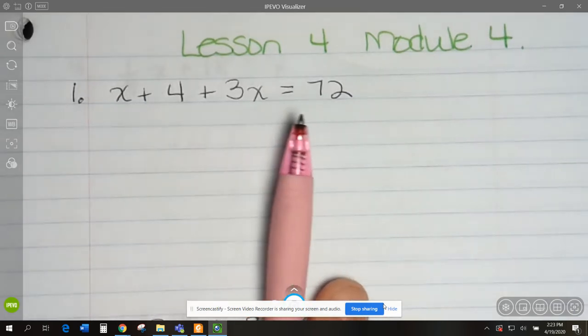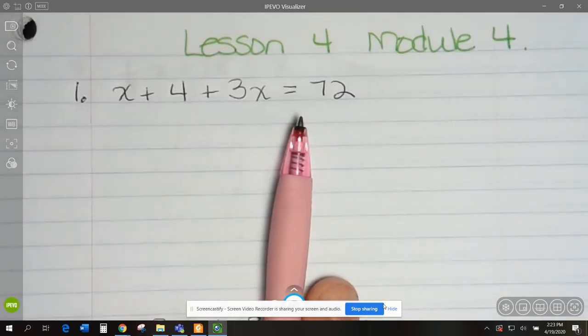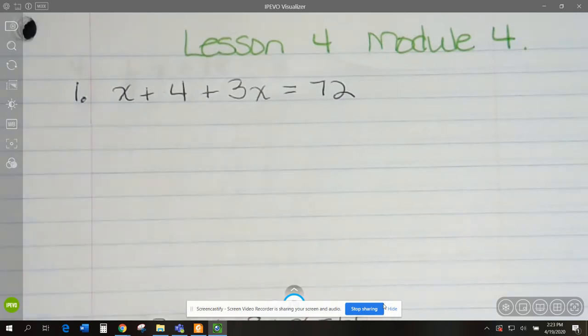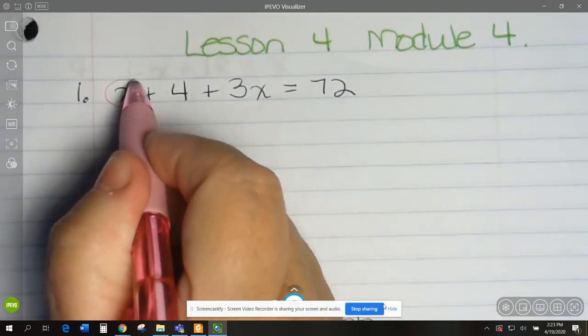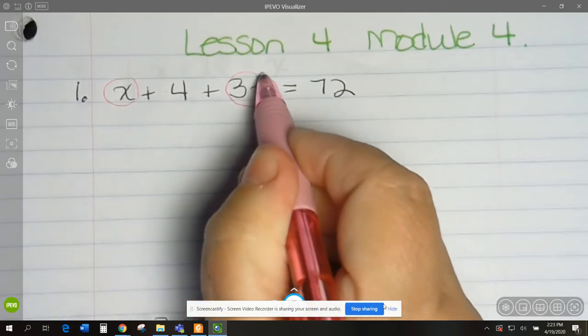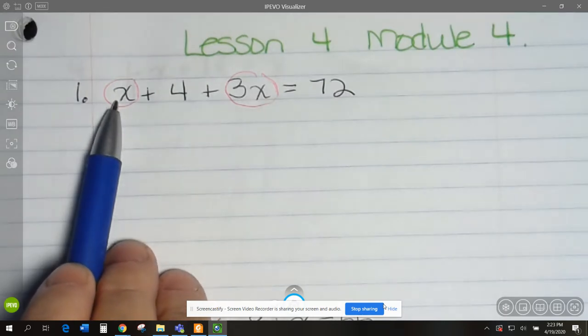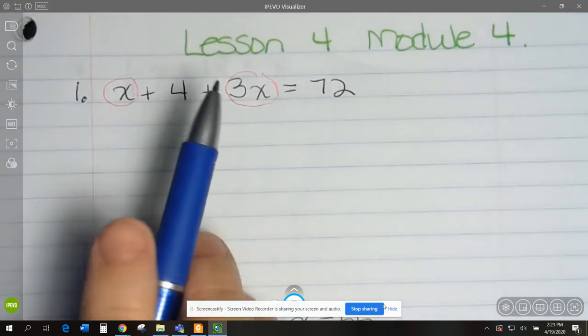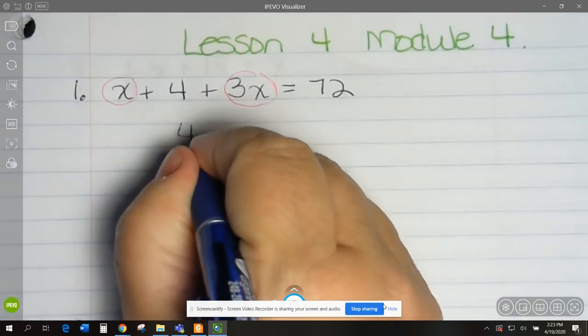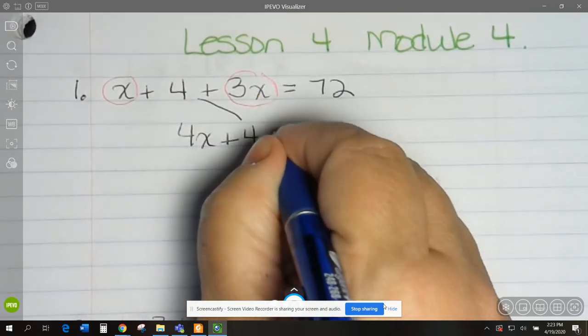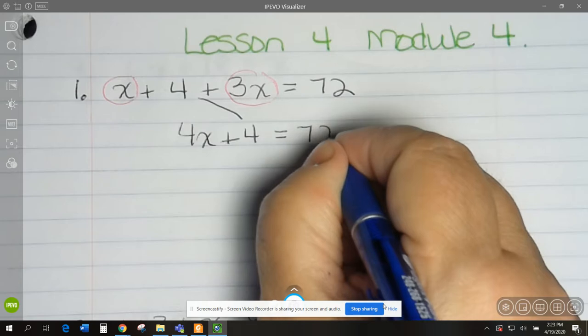What is our first step here? Would be to simplify the problem, right? To combine our like terms. Our like terms would be our like variables of x. So we need to combine those. I have 1x here. Remember that 1's invisible. 1x plus 3x would give me 4x. Plus, remember, I still have to bring down the 4. We didn't get rid of that.